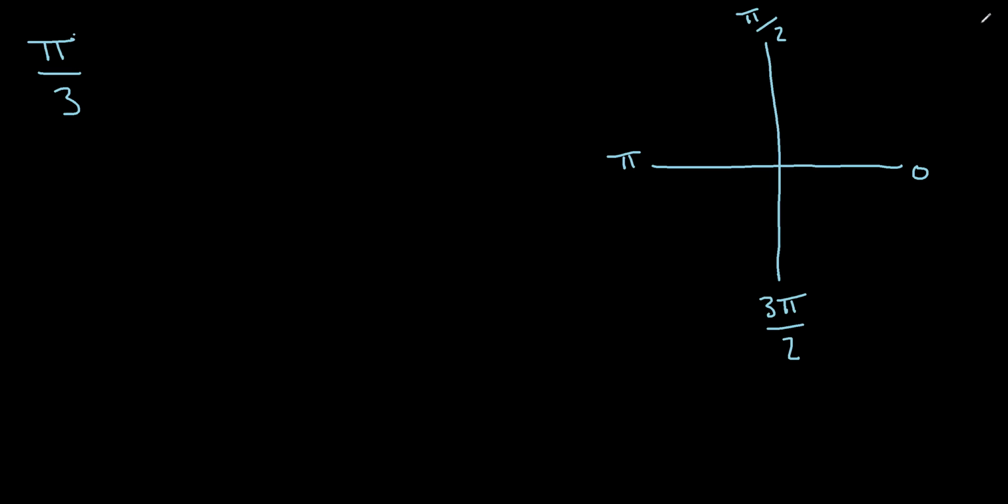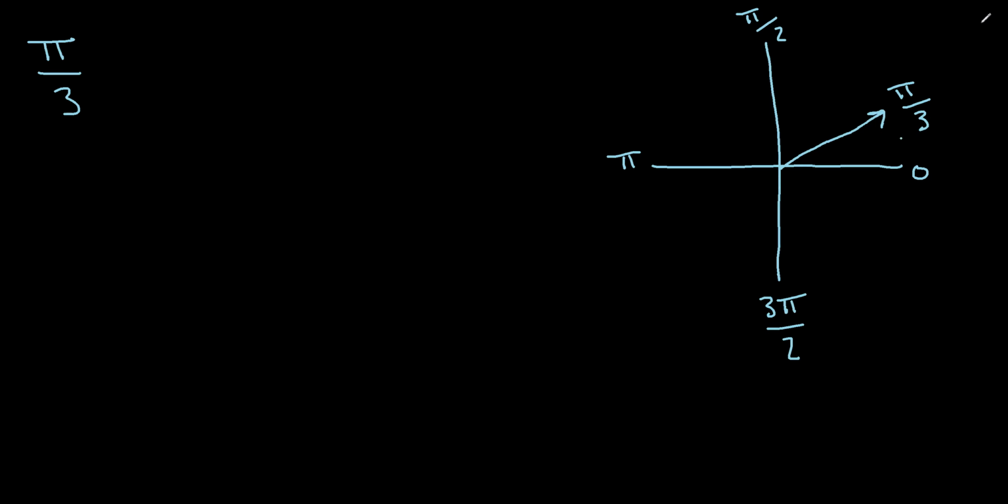If we were to plot the angle pi over 3, that would be somewhere over here. This is pi over 3. When we say we want to find a coterminal angle, that means what angle can we find that also lands in this exact position as pi over 3? Well, it turns out that the way that we do that is we can add any multiple of 2 pi or subtract any multiple of 2 pi.